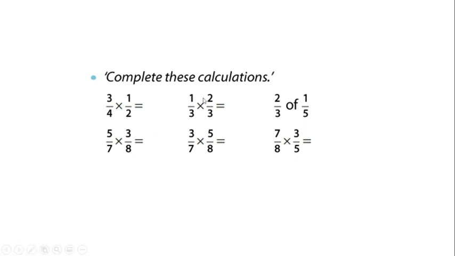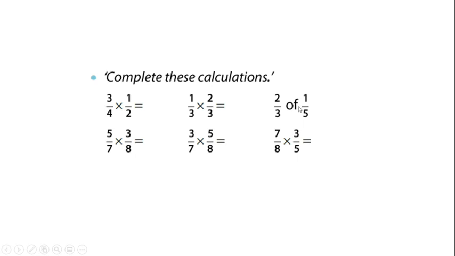Over here. 1/3 times 2/3 would be 1 times 2 is 2. 3 times 3 is 9. 2/9. This one, 3/7 times 5/8. Well, actually, it's very similar to this question, isn't it? 3 times 5 is 15. 7 times 8 is 56. So it would be 15/56.